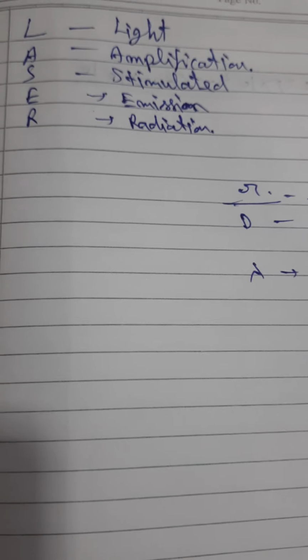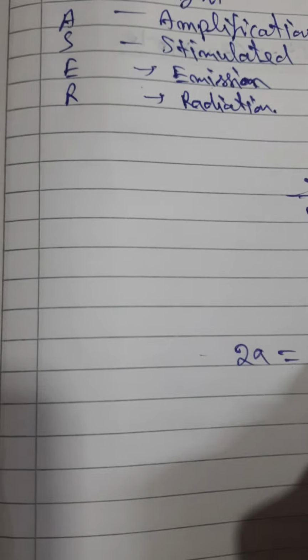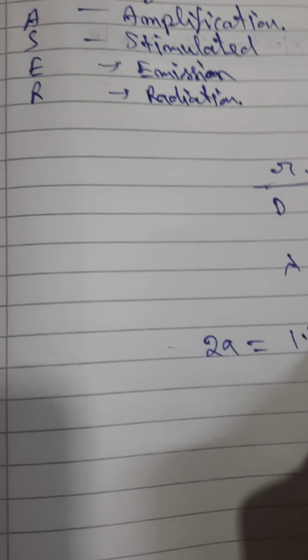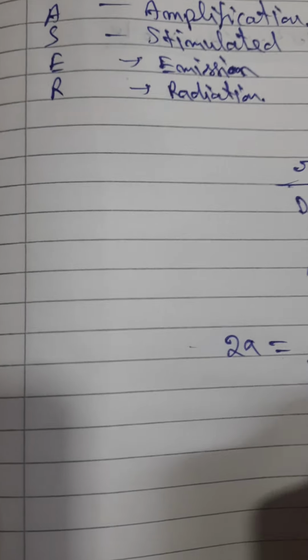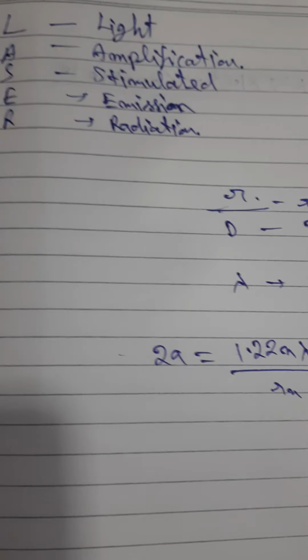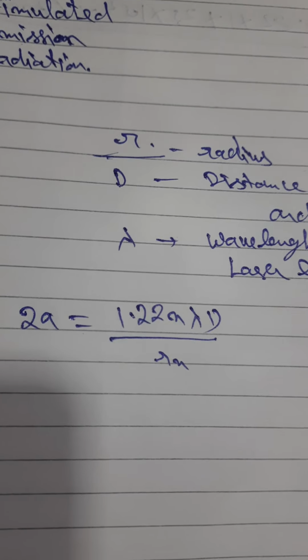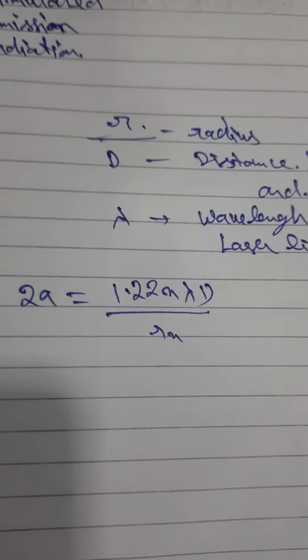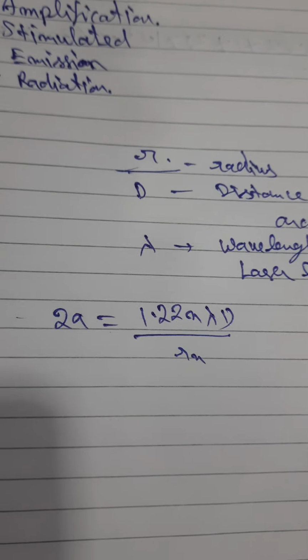So what is the formula that we will apply in this experiment? It is 2a = 1.22 n λ D / Rn, where Rn is the radius of the nth order dark ring, n being the number of the fringe that we are getting.